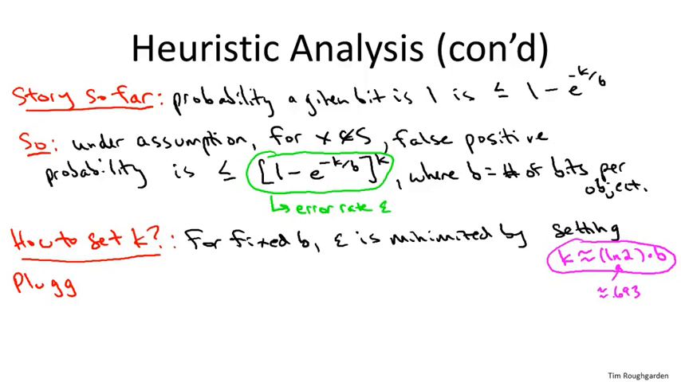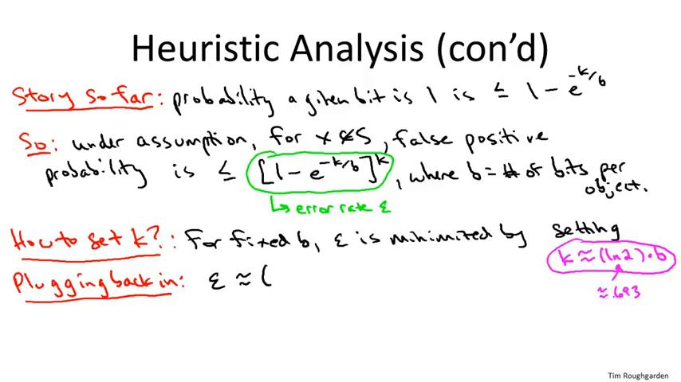But continuing the heuristic analysis, now that we know how to set k optimally to minimize the error for a given amount of space, we can plug that value of k back in and see, well, how do the space and the error rate trade off against each other? And we get a very nice answer. Specifically, we get that the error rate epsilon, under an optimal choice of the number of hash functions k, decreases exponentially in the number of bits that you use per object.